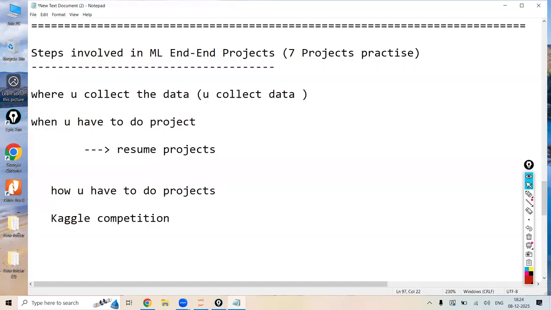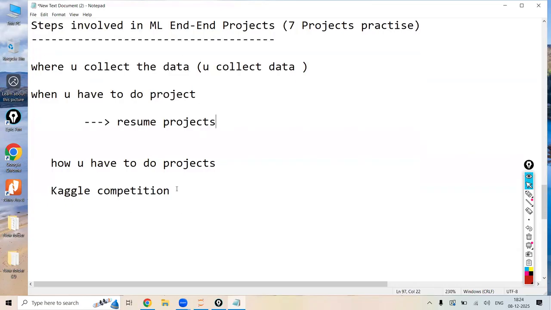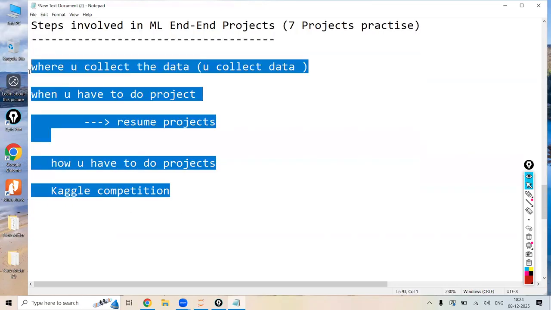The ones I have done in the class, don't keep them in the resume. If you unnecessarily write those in the resume, it is going to be a problem for you only. Why? Because the reasons will be very simple. I will explain that later.